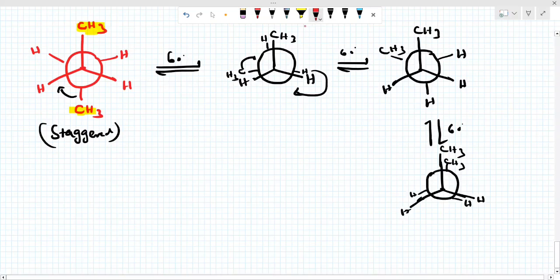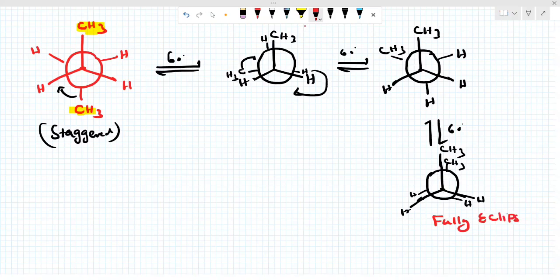Listen, when two methyl groups are at 0 degrees, 0 angle, this is called eclipsed. This is called fully eclipsed. Why do I say fully eclipsed? Just wait. Now see, CH3 and H are again at 0 degrees. Now CH3 is a bulky group, H is a small group, right? Now these two CH3 are both bulky groups. Therefore, that one is fully eclipsed and this is a partially eclipsed form.